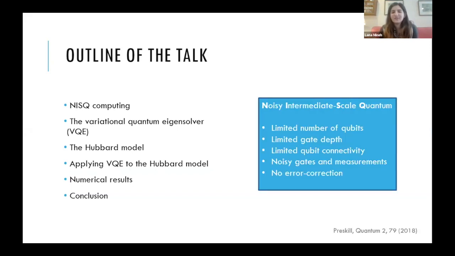So NISQ stands for Noisy Intermediate Scale Quantum. This is characterized by a limited number of qubits, a limited gate depth before the qubits decohere, limited qubit connectivity, so you can't do any gate between any qubits you want. Noisy gates and measurements, so there's like readout error, things like that. Crucially also, there's no error correction inbuilt, so your algorithm either has to be robust to noise or you have to implement some kind of error correction yourself. So we're interested in seeing what you can do with these restrictions.